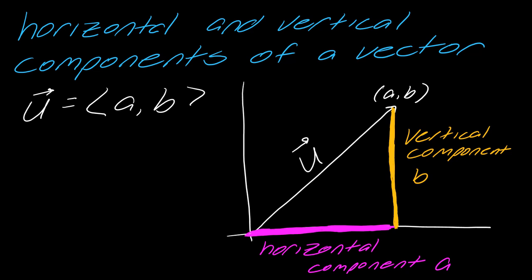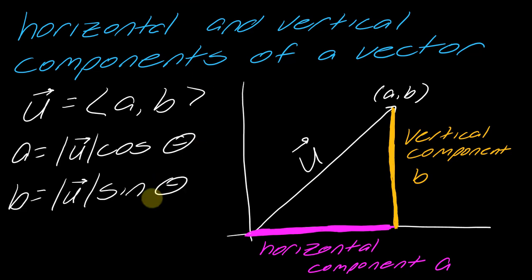A and B do have their own formulas, so I don't think this is too crazy to figure out. You've got obviously a right triangle here, so you can figure out why A and B equal these things. A is equal to the magnitude of u times cosine of theta. B is equal to the magnitude of u times sine of theta.